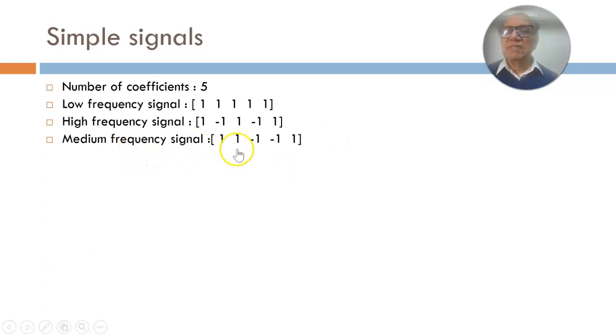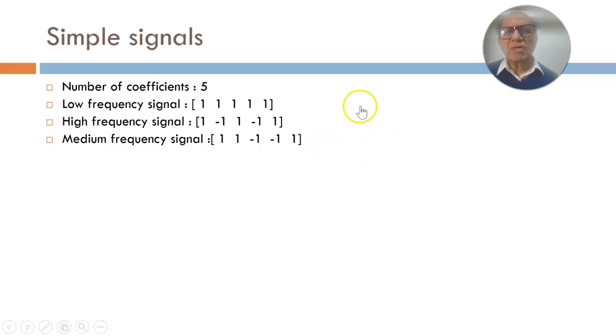Medium frequency signal, it also changes but doesn't change so fast. Here after 2 samples it repeats. Here this repeats after 4 samples. So you got 1 followed by 1, now followed by -1, and then it will repeat again. But we got only 5 values here because the number of coefficients are 5. Okay. So these are some simple examples of low frequency, high frequency and medium frequency.